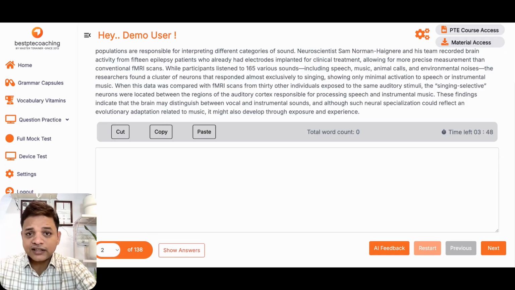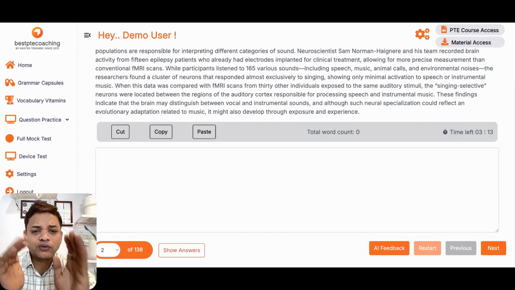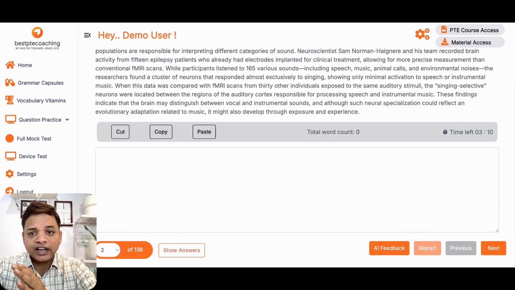If you wish to understand whether the conclusion is correct or not, let's look at the last sentence. These findings indicate that the brain may distinguish between vocal and instrumental sounds, and although such neural specialization could reflect an evolutionary adoption related to music, it might also develop through exposure and experience. So, such a quality is developed over a period of time with evolutionary adoption related to music, and it is developed based on exposure and experience, these 2 things. So, we have clarity when we read the first line and last line.